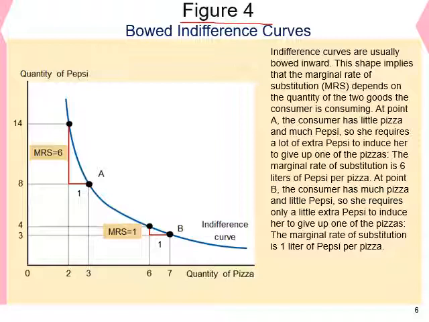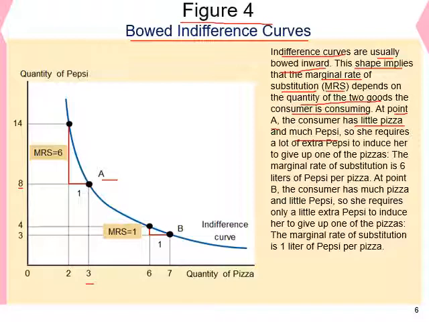Figure 4 displays bowed indifference curves. If you look at figure 4, the indifference curves are usually bowed inward. This shape implies that the marginal rate of substitution, MRS, depends on the quantity of the two goods the consumer is consuming. For instance, at a point like A, the consumer has little pizza and more Pepsi, like a consumer who has 3 pizzas and 8 Pepsi.